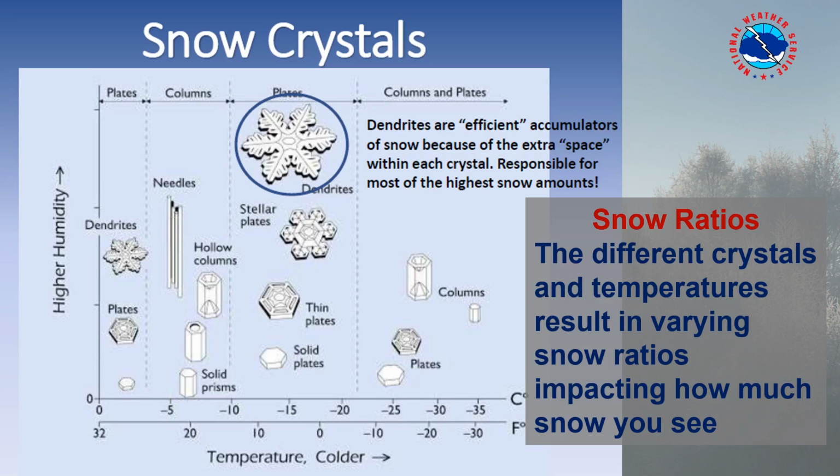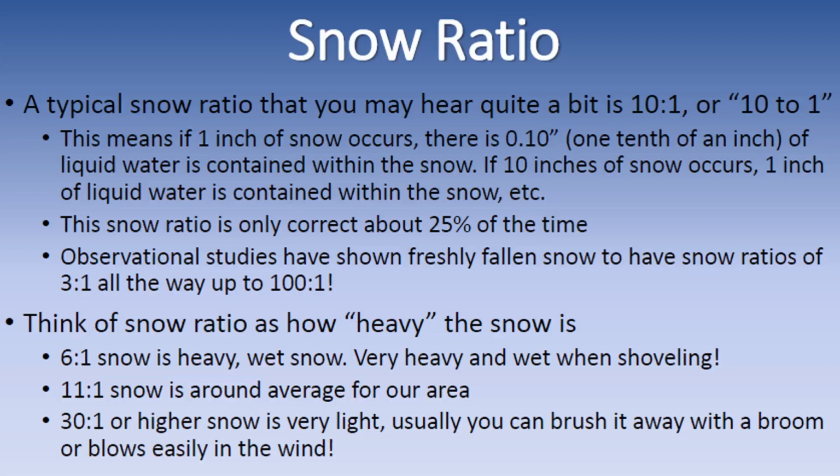When forecasters are trying to predict whether it's a dry snow or wet snow, we're really trying to figure out how much moisture is available in the cloud and at what temperatures that moisture is going to be encountered. That will determine what type of snowflake we see form. This also gets us into the next thing we talk about, which is called snow ratios. Basically, a drier snow has a higher ratio than a wetter snow.